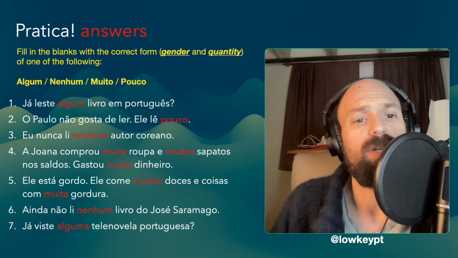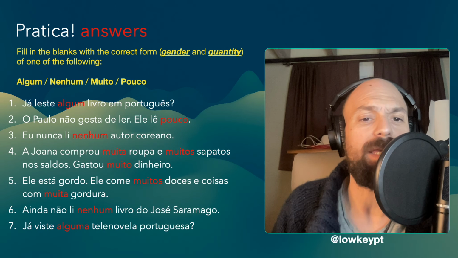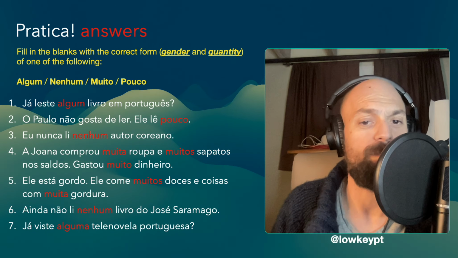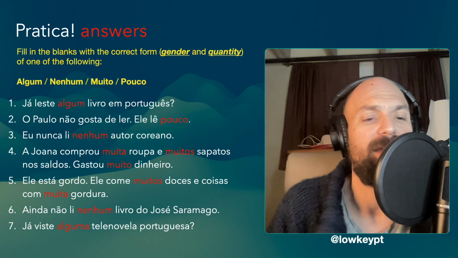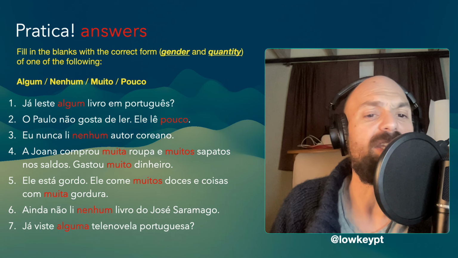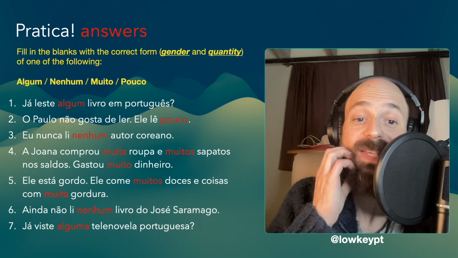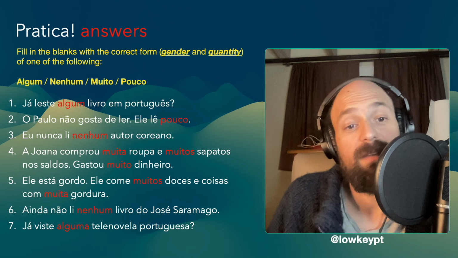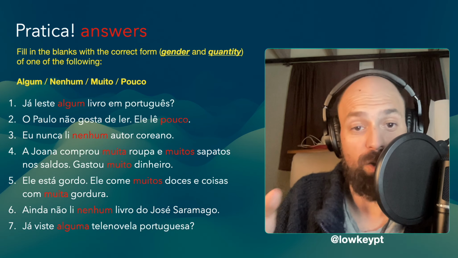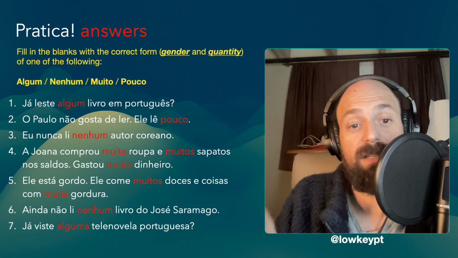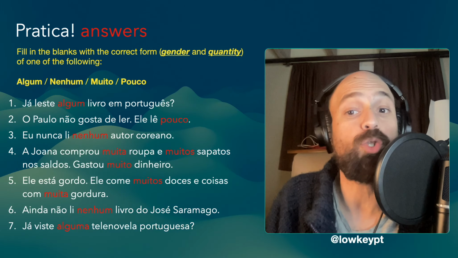Número 2, o Paulo não gosta de ler. Ele lê pouco. Okay? He only reads a little bit. He reads very little, really. Número 3, eu nunca li nenhum autor coreano. Because autor is masculine, we're going to go with nenhum autor coreano. So coreano, Korean, in this case, is masculine. Autor is masculine. The feminine word for a female author would be autora.